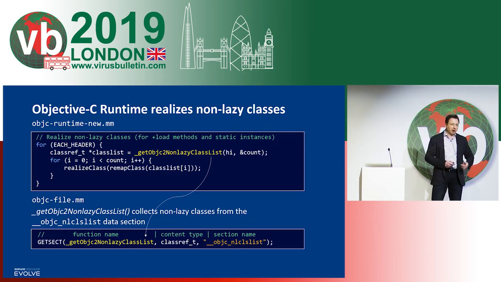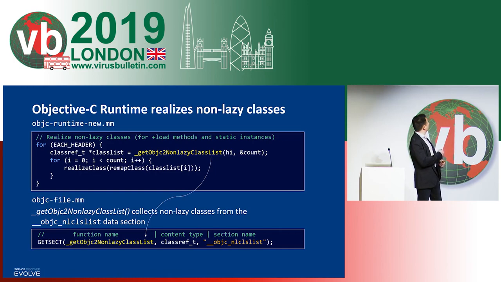If you look at where that function is specified, in the macro GETSECT, right here you can see __objc_nlclslist. That stands for non-lazy class list. That's the name of the section inside the binary from where the loader obtains information, descriptors of the non-lazy classes, and then it calls the +load method of those non-lazy classes before it calls the entry point.